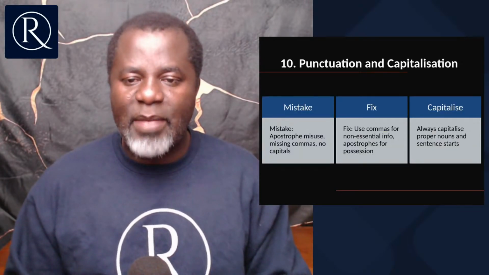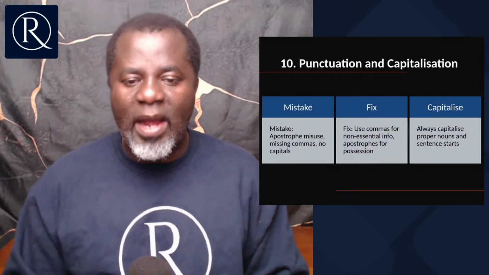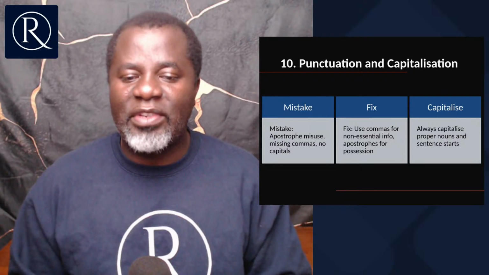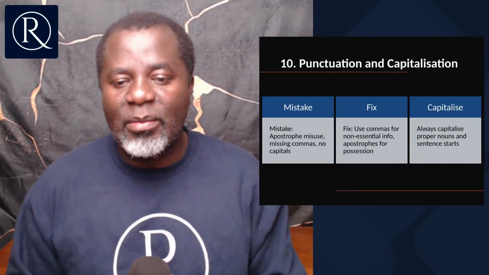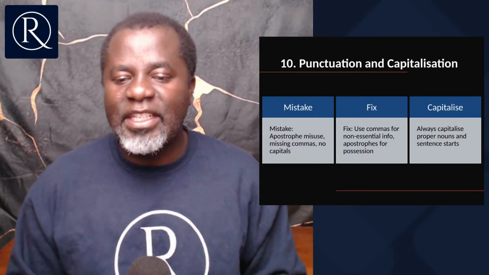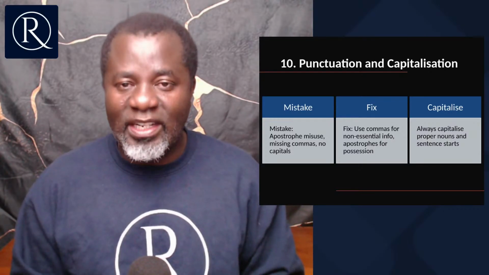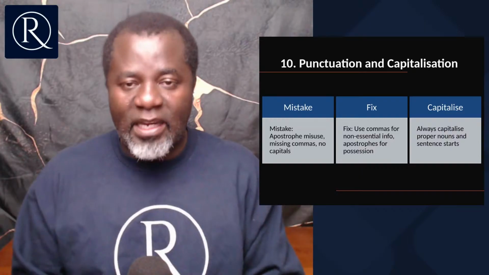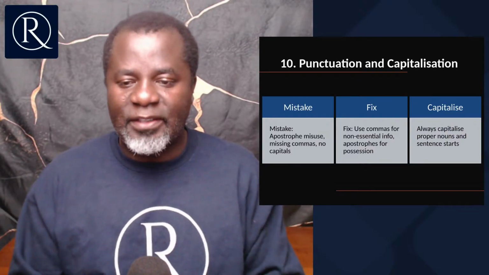Mistake number 10, punctuation and capitalization. This is very big. Why? Because there are a lot of misuse, especially for apostrophe and missing commas and sometimes no capital letters. Now, to fix this problem, use commas for non-essential information. Use apostrophes for possession. Okay? For example, Kaunda's lesson. This is my lesson, so we use apostrophe to show possession.